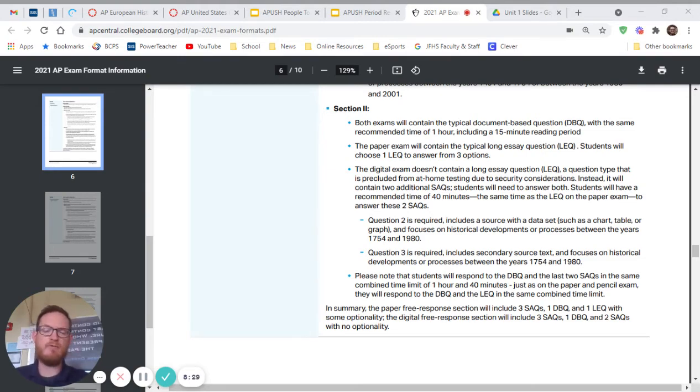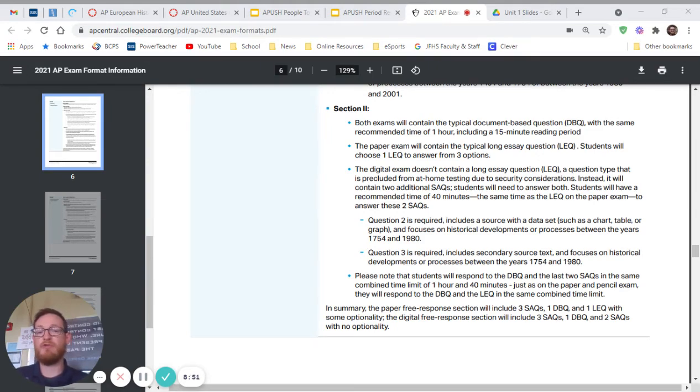Now, again, you can see if you read down in this that you do not have a long essay question. They're not doing that for the digital testing during this time. Instead, you have those required short answer questions that you have to do, extra ones that you have to do. So at the bottom, they kind of sum it up for you.